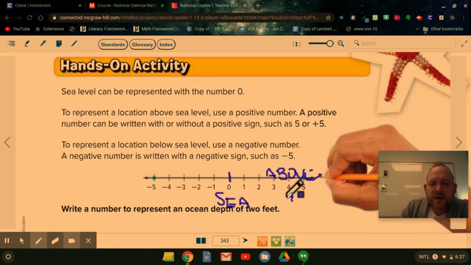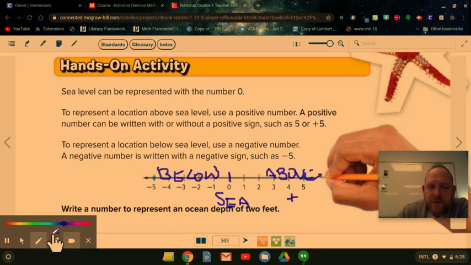We can also put a plus in front of all of these numbers. It says to represent a location below sea level, use a negative number. Negative numbers are written with a negative sign, such as -5. So this would be below sea level. So again, it is very important to remember, as we're thinking through these things, below sea level is to the left of our 0. Above sea level would be to the right of our 0. That means that 0 would be sea level, or the level of the surface of the ocean. Anything above that would be this in number of feet, and this would be this for below sea level in the number of feet.